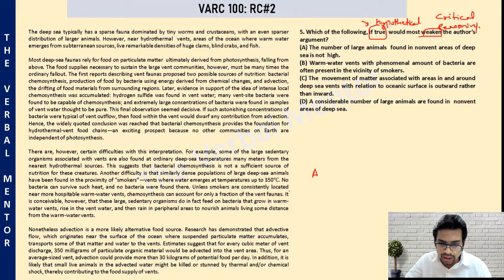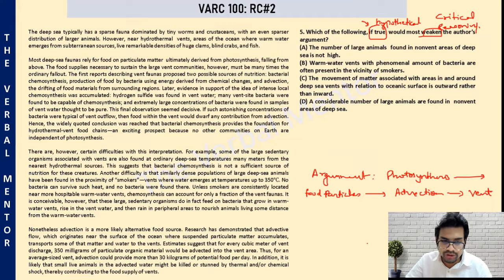So what is the author's argument? The author's argument is that photosynthesis produces food particles, which get advected, drifted, moved towards the vent areas, and feed the vent community. This is the author's argument. Now the question says weaken this argument. In order to weaken it, we'll have to prove that some part of this chain is problematic, that there's a barrier, something wrong with this chain. If I can find some problem in this chain, then I can weaken the author's argument.